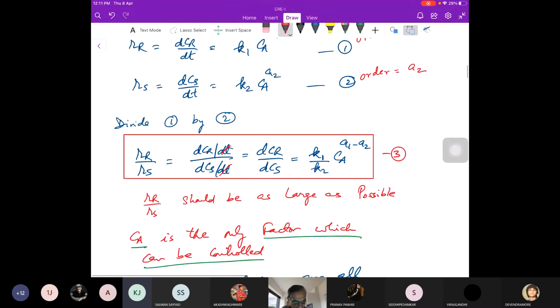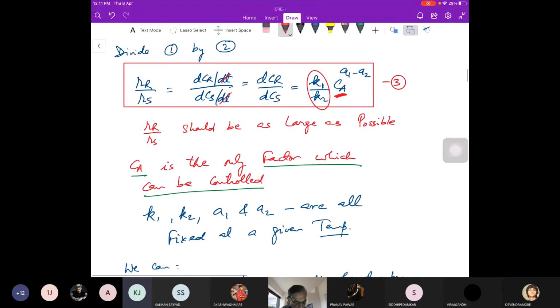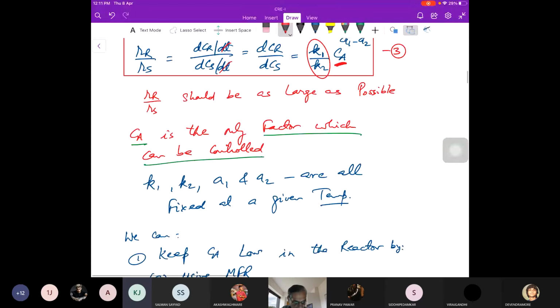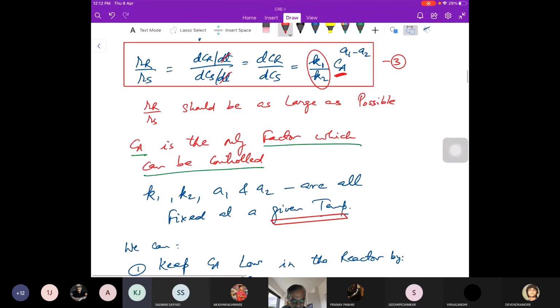So in this case, if you look at this equation 3, the only way you can control is through Ca, concentration of A. Otherwise, to temperature यहाँ पर आएगा, temperature effect is here, we'll see that later also, but this is more significant, Ca. Okay, so K1, K2, A1 and A2 are all fixed at a given temperature. If you fix the temperature of reaction, these are all fixed. So only possible changes or what we can control or change is concentration of the reactant.